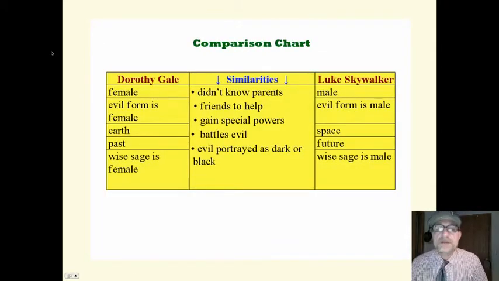Example, here's a comparison chart. Similar to a Venn diagram, except a little bit more concrete for elementary students. You have these nice lines here. Similarities, differences, female, male, etc. You have that nice comparison right there. This is a graphic organizer used to help children gather information and organize that information.